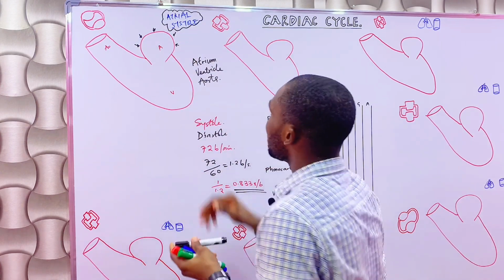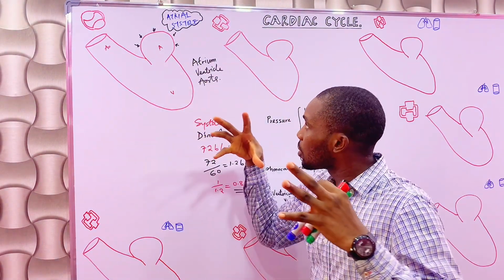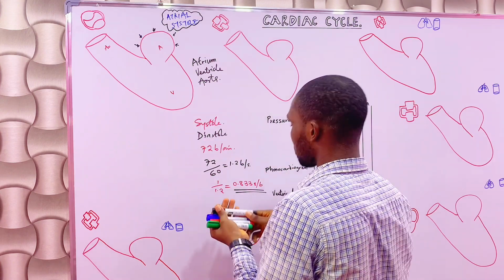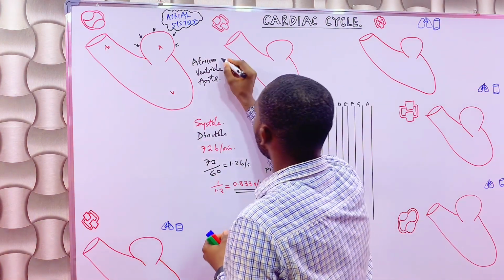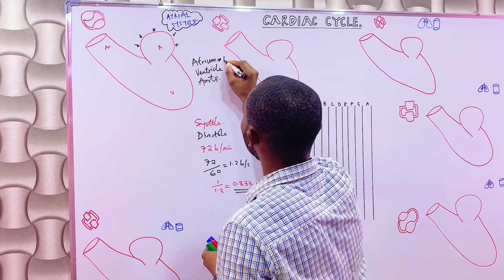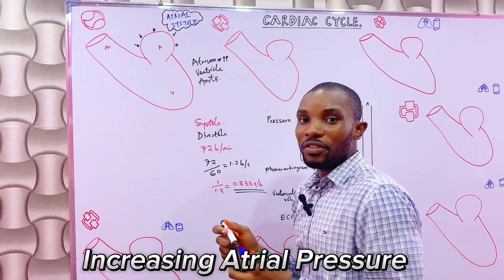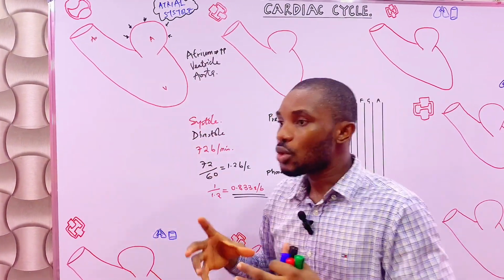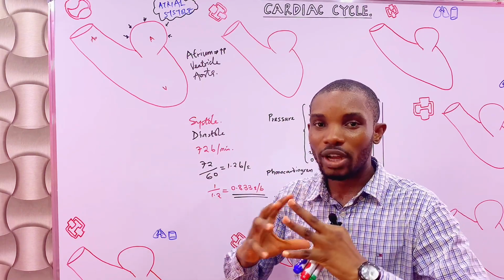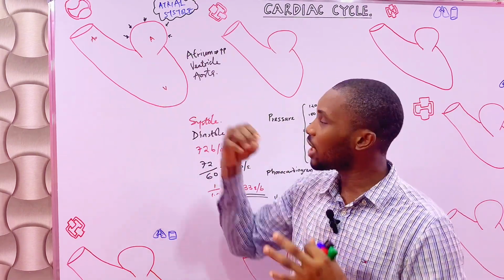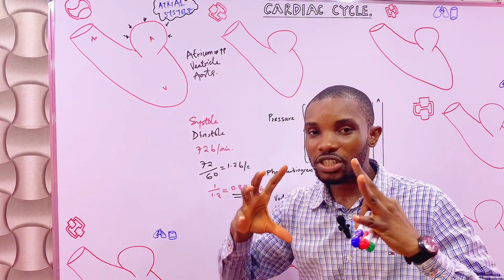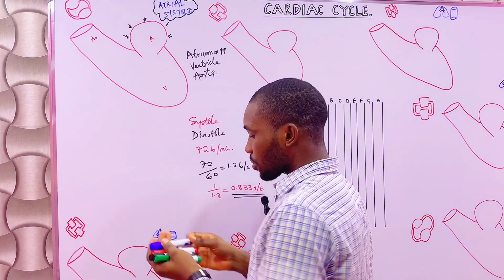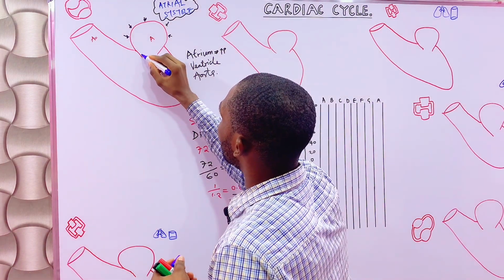Now, in atrial systole, the atrium is contracting. When the atrium is contracting, what happens to the pressure in the atrium? The pressure in the atrium is increasing, because of the contraction. So imagine you have a ball and you are squeezing the ball so hard, and there is a small space through which air can leave the ball. What happens? The pressure is increasing, causing the air to leave the ball. Now we have our valve over here.